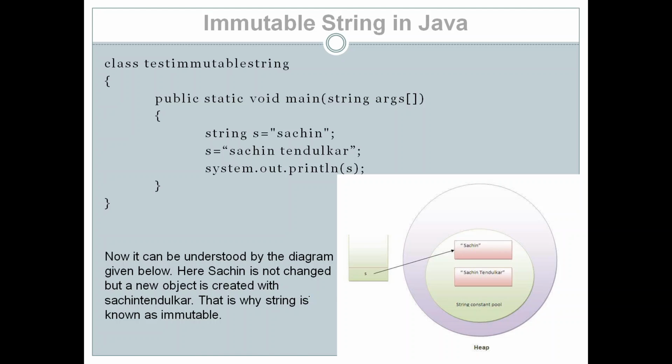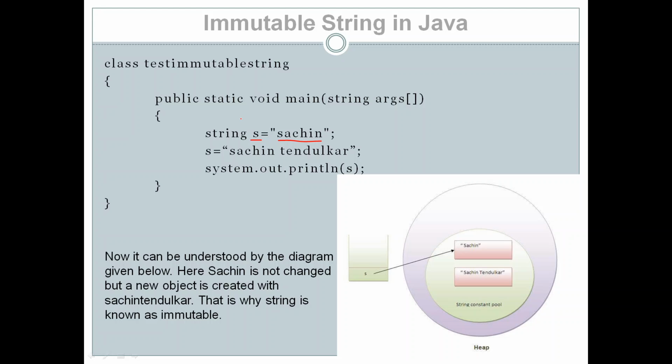Now look at this example. We have a class, and inside public static void main, we have declared a string. You can see here we have a reference variable s, and the string value here is Sachin. We have created a string object Sachin and the reference variable s is assigned to it.